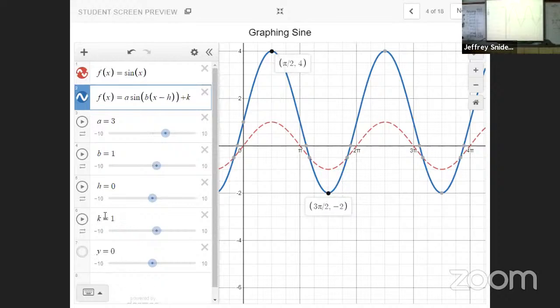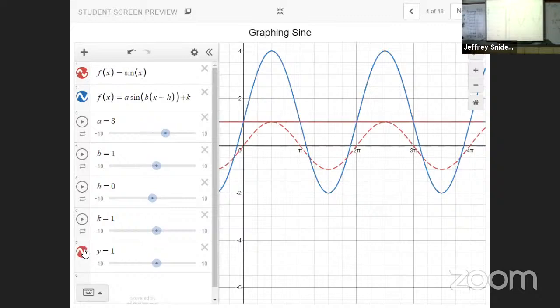What did this K value do? It shifts it. It also gives us something else. It gives us the midline. So if K is 1, Y would also equal 1. That's the midline, the line that's halfway between the maxes and the mins. There it is. So as K increases, so does Y.